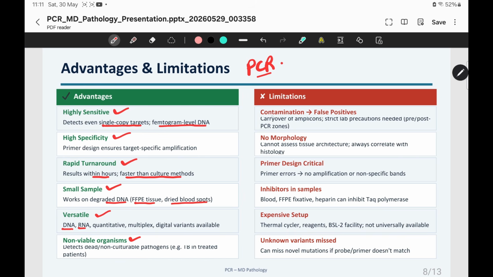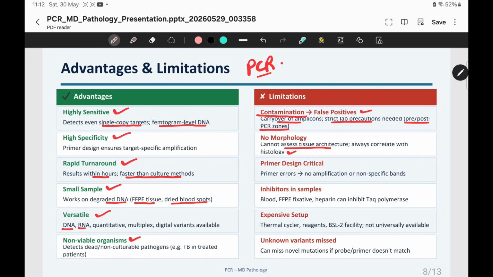The main limitation of this process is the contamination, because it gives false positive results. The contamination happens due to the carryover of amplicons, so it needs strict lab precautions, and pre and post PCR zones are needed. This process cannot assess the tissue architecture or the morphology. For that, we have to always correlate it with histology.